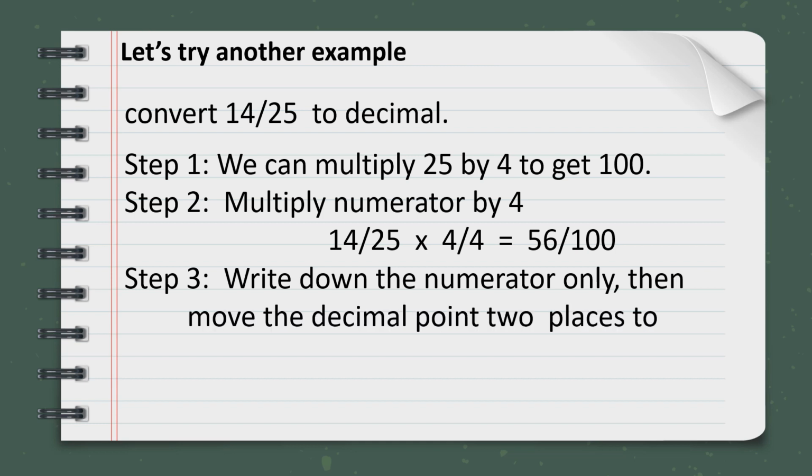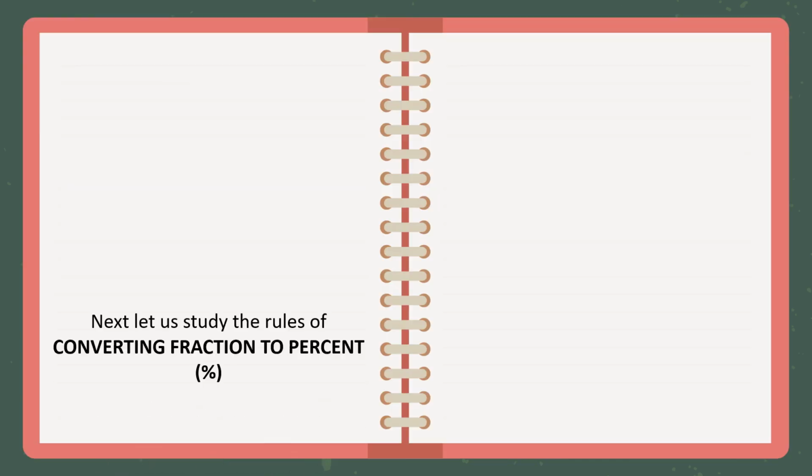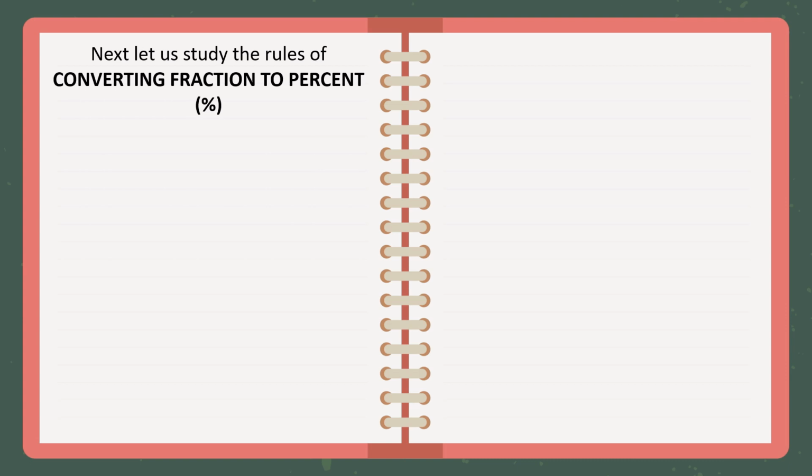Step 3. Write down the numerator only. Then move the decimal point 2 places to the left since 100 has 2 zeros. We have 56. Moving the decimal point 2 places to the left, we get 0.56. So our final answer is 0.56.